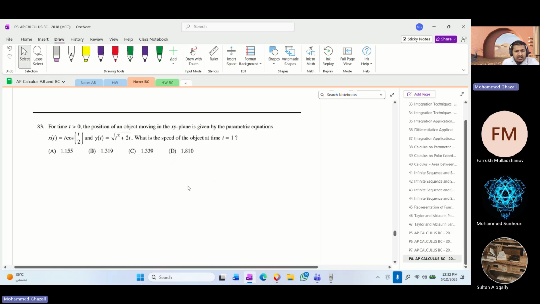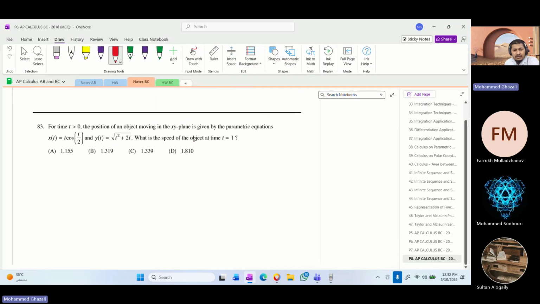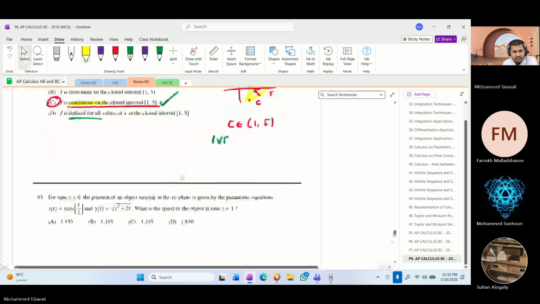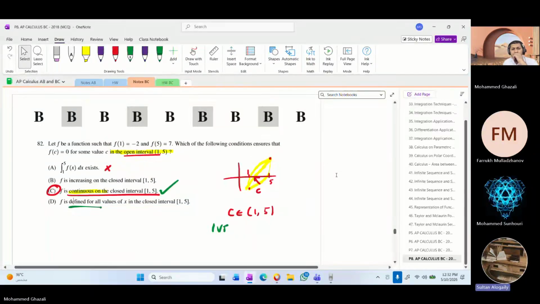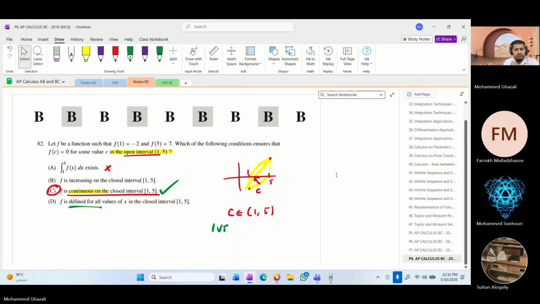For t positive, the position of an object moving in the xy plane is given by the parametric equation. What is the position? No, just one second. Can you go back to 82? So when it says f of c is equal to 0, what would that tell us? It tells us there's a root in the interval 1 and 5. So it must be continuous if it says f of c is equal to 0. Yes. Okay, I see.